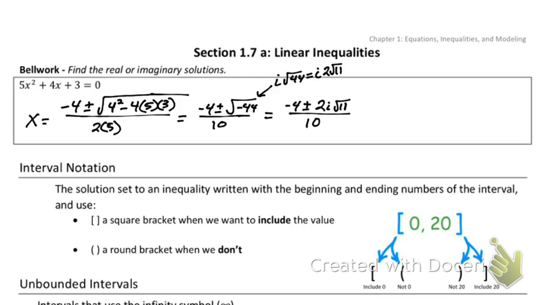Well, all those reduce the same way. 2 goes into everything in the numerator and everything in the denominator. So negative 4 divided by 2 would be negative 2, plus or minus 2 divided by 2 is 1, so we just have i square root of 11 all over 5. That is our final answer.